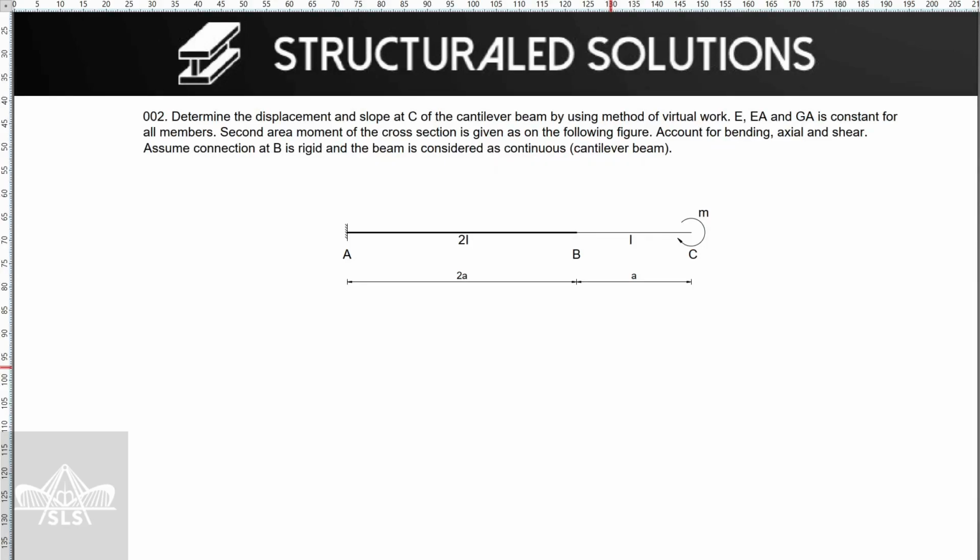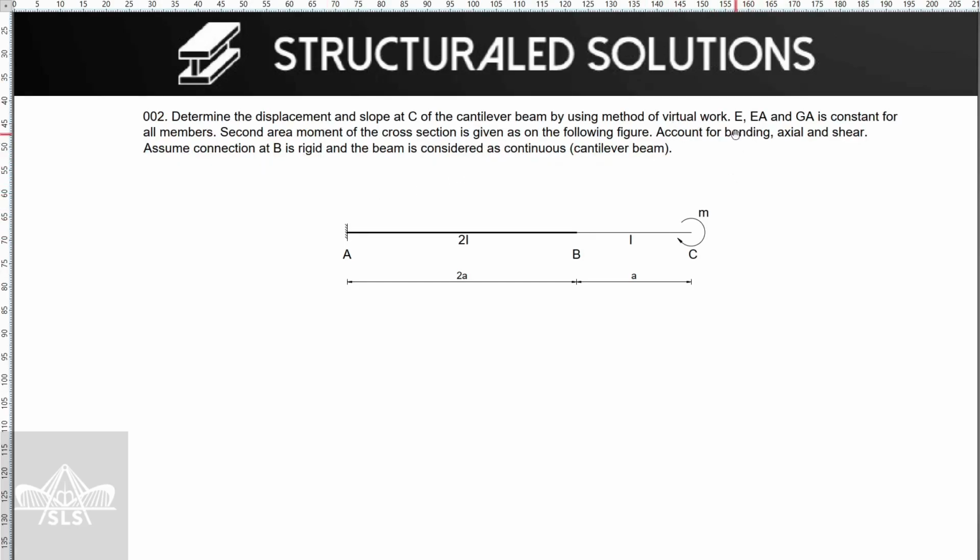Today we are continuing with the virtual work method and let's continue to describe the task for today where according to the exercise we have to determine the displacement and slope at point C of this clamped beam from one end, and we need to use the method of virtual work.